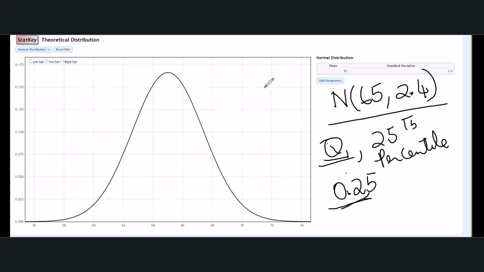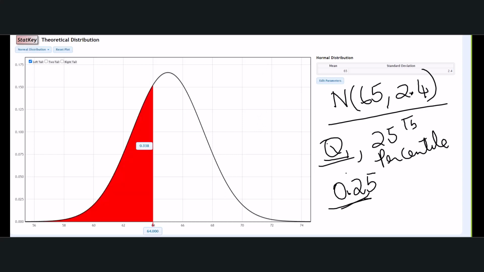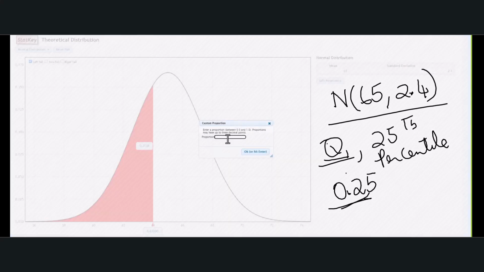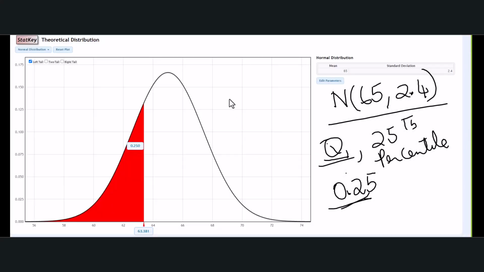So we are going to the left now. All right, so let's look for the left tail. It just takes a value and goes to that. It took the last value, I think. So let's change this area value here, remember, to 0.25, and let's enter it.